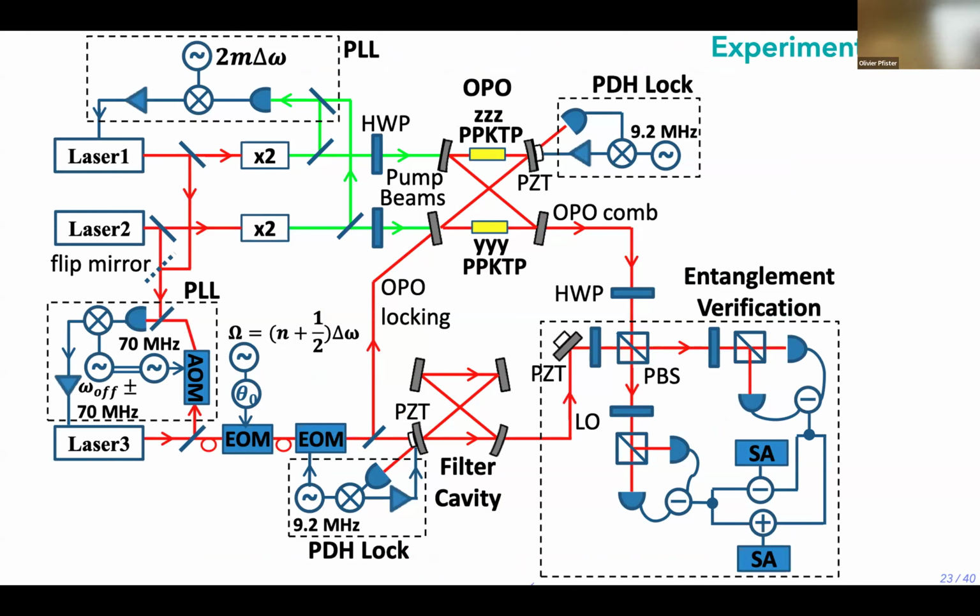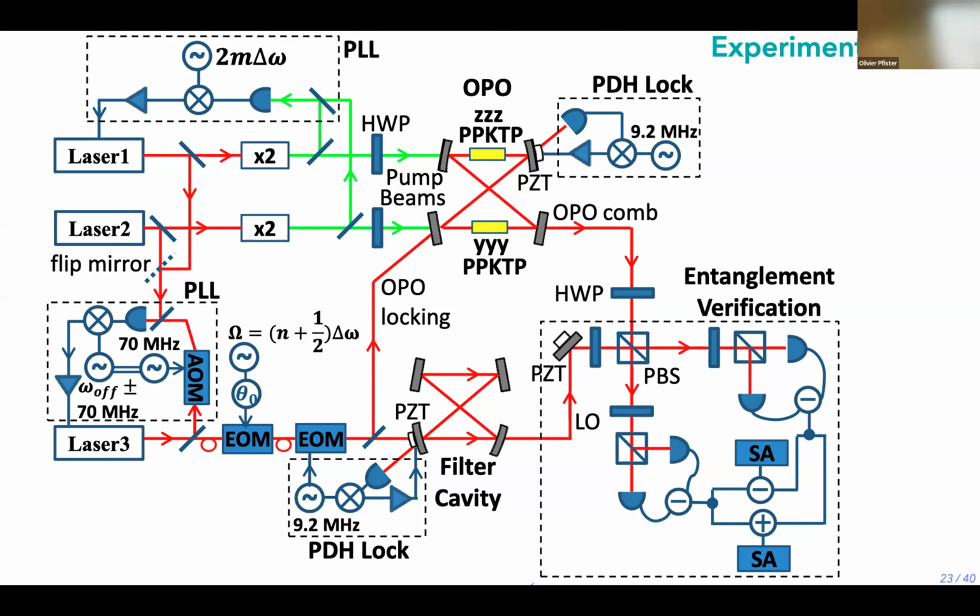The OPO is up there. There are 2 pump lasers. Everything is phase locked. There are 3 lasers. They're all phase locked. The OPO cavity is locked also to the frequency of the laser. There's another cavity here, which is a filter for the local oscillator that's going to come here for interference measurement with the OPO comb. And we're looking at all the teeth one by one with different laser frequencies here.